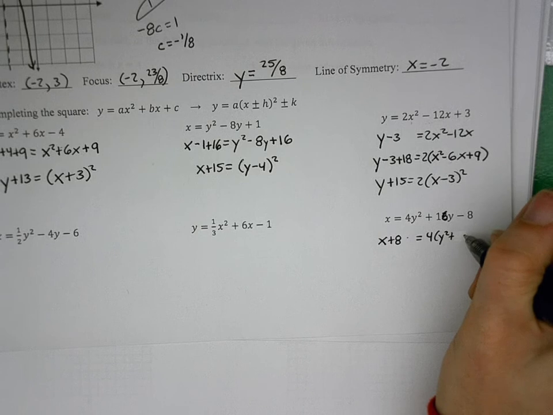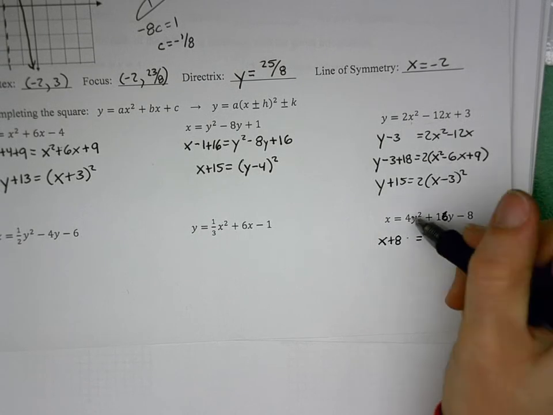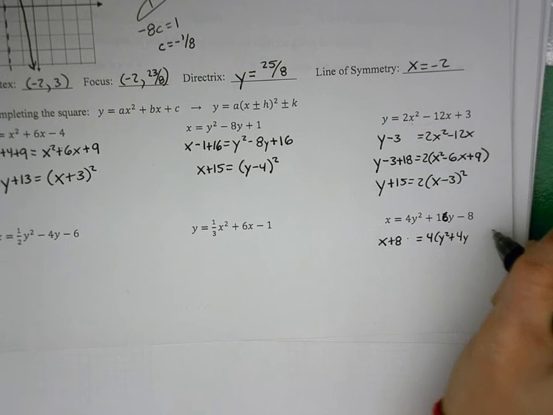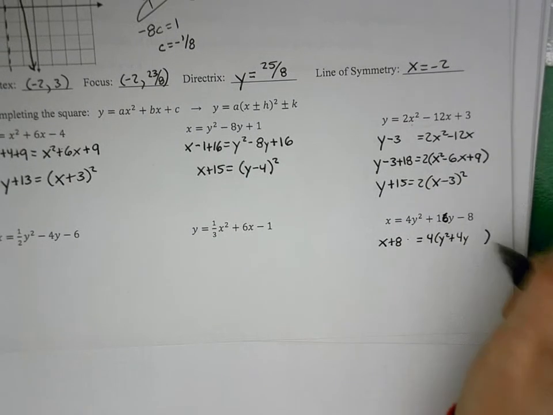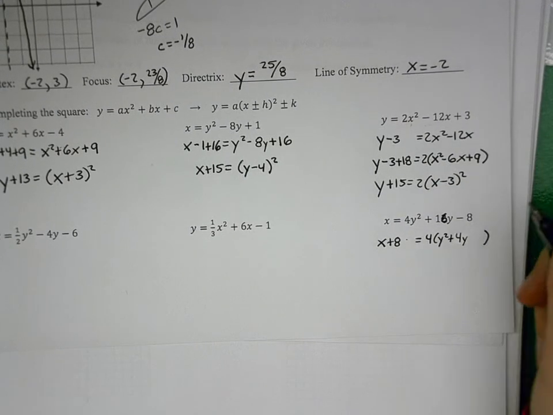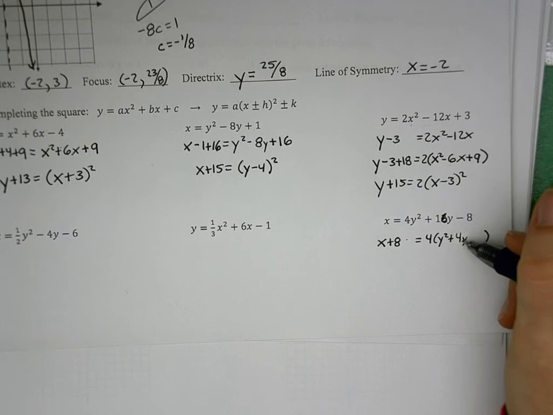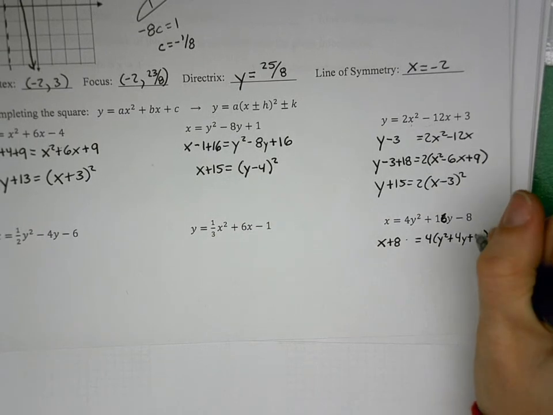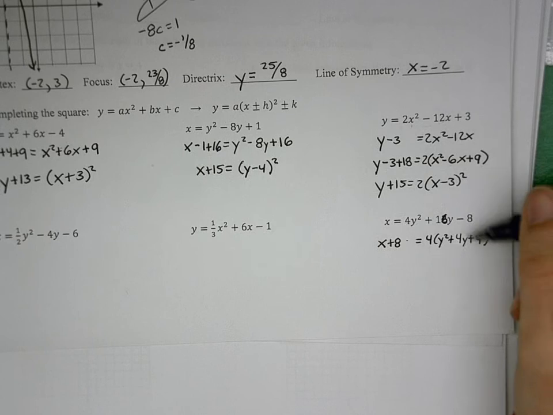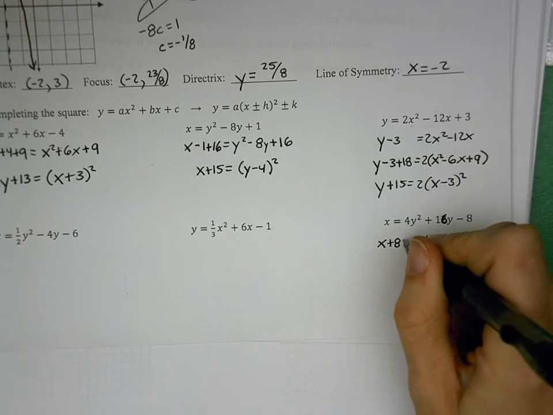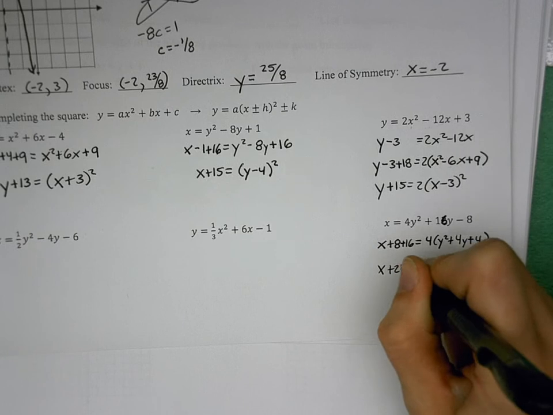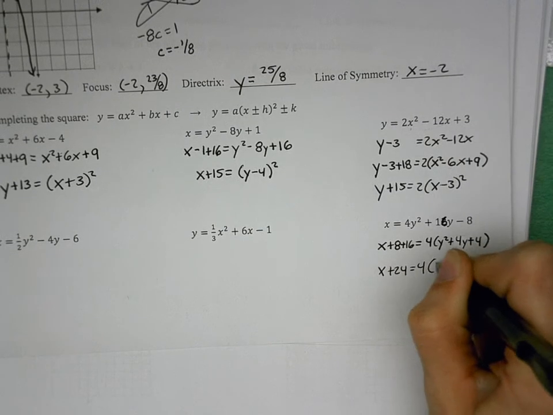Okay, factoring the 4 out, this would be y squared plus 4y. Half of this, 2, squared would be 4. But again, I haven't added a 4, I've added a 16. And so this is x plus 24 equals 4 times y plus 2 quantity squared.